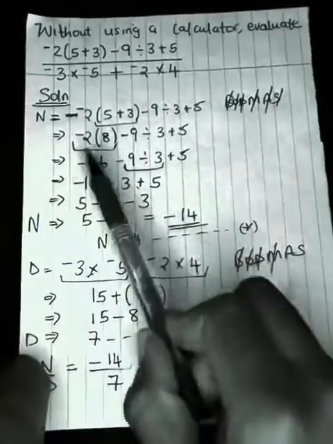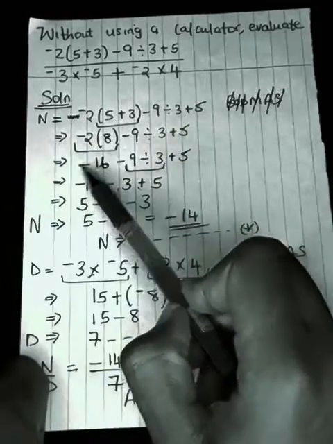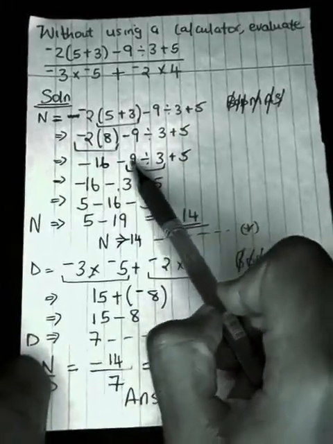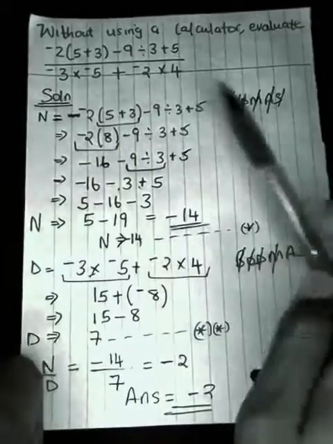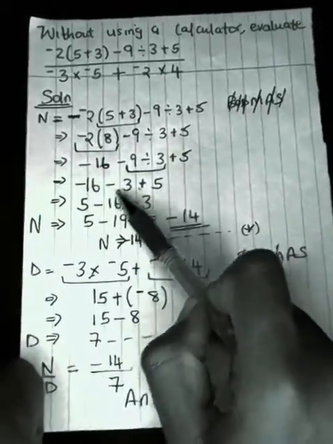Then you go to of. There is an of sign between negative 2 and 8, which will give you minus 16. Then the rest you write as they were. Then you go to division. There is division between negative 9 and 3, which will give you minus 3.